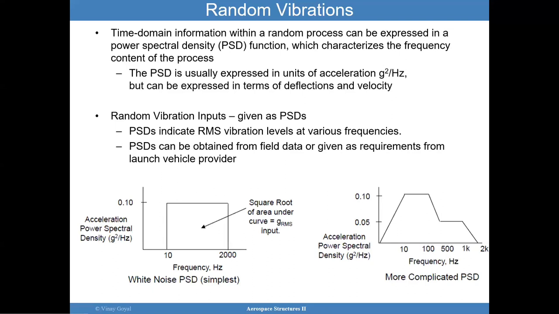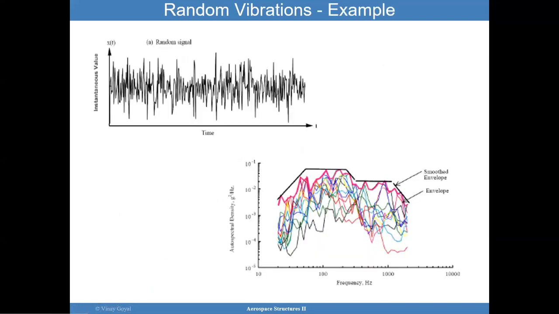The PSD can also be expressed in terms of deflections and velocity, and the vibration inputs are typically given as PSDs. The PSDs indicate RMS vibration levels at various frequencies. The PSD can be obtained from field data or given as requirements from the launch vehicle provider. Here we have a simple PSD, but here we have a more complex PSD. And the idea is that the random vibration input can be a great representation of that time domain information.